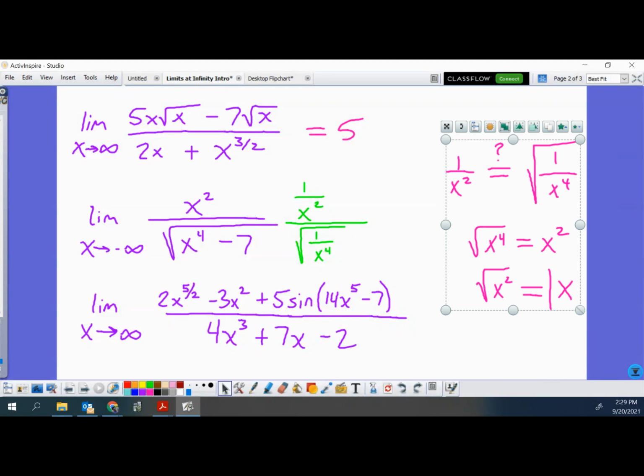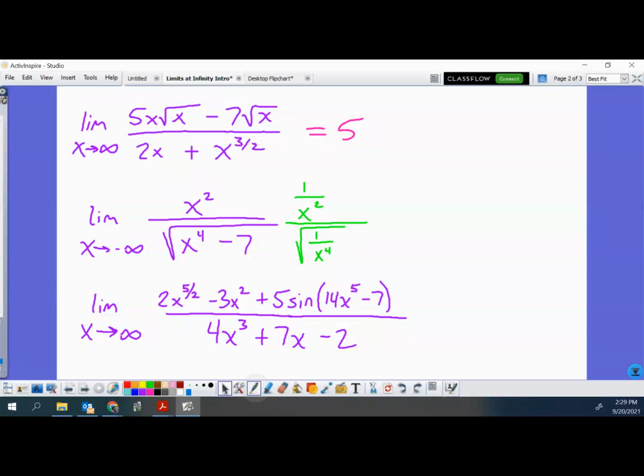And what this does, let me get rid of this really quick. What this does for us is it lets us manipulate the inside of this limit in a way that makes it a lot easier to see what the limit is through direct substitution. When I distribute 1 over x squared on top, I just get 1, right? x squared over x squared. On the bottom, because it's in a square root, I designed it that way, I can actually distribute right into the square root. I can distribute this 1 over x to the 4th into both of these guys.